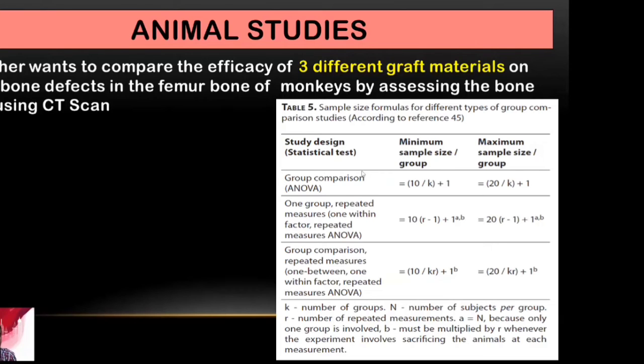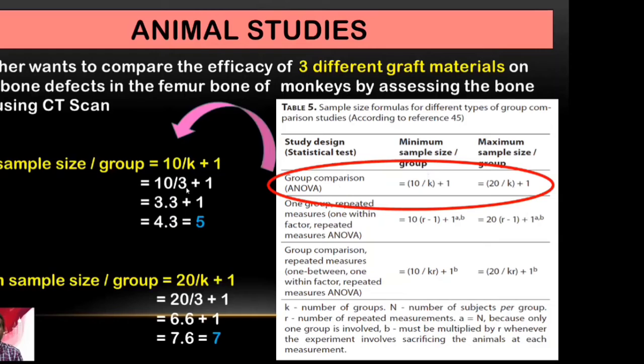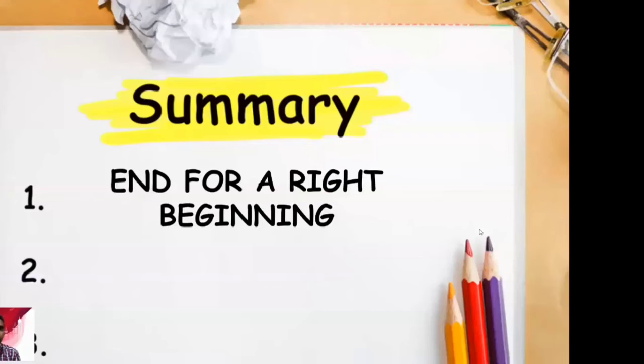3 different graft materials. So more than 2 groups is a group comparison, ANOVA. So let us use this minimum groups and maximum sample size per group. 10 by k plus 1 and 10. Let us apply. How many groups do you have? 3 groups. So we have 5 minimum sample size and 7 maximum sample size. So 5 to 7 per group is needed to test this difference. Similarly, if you have a repeated measures or a mixed design, we can calculate the sample size for animal studies using this formula.